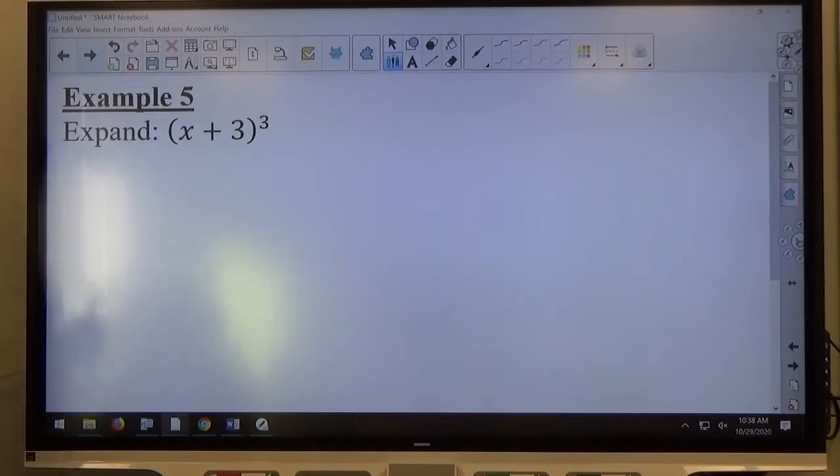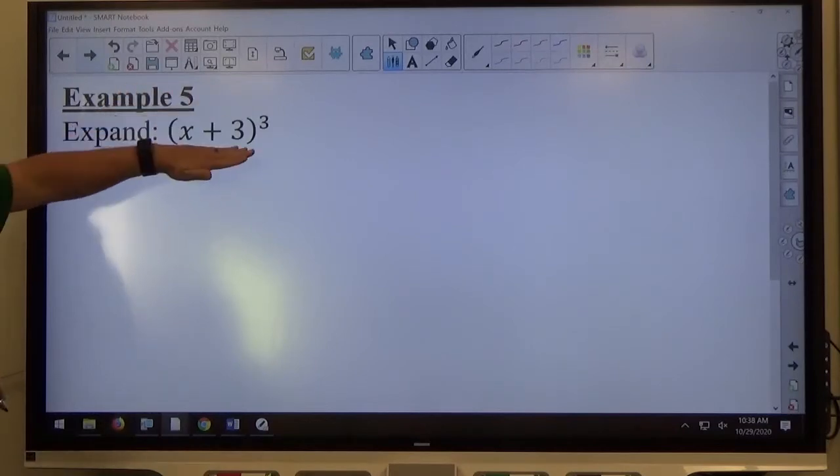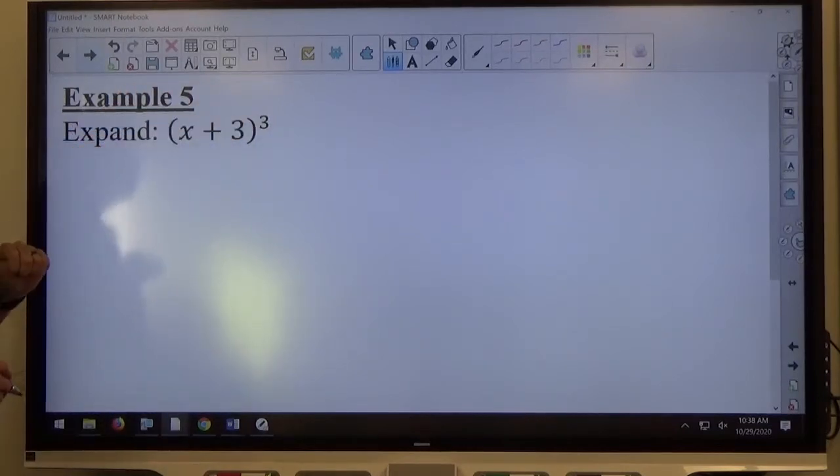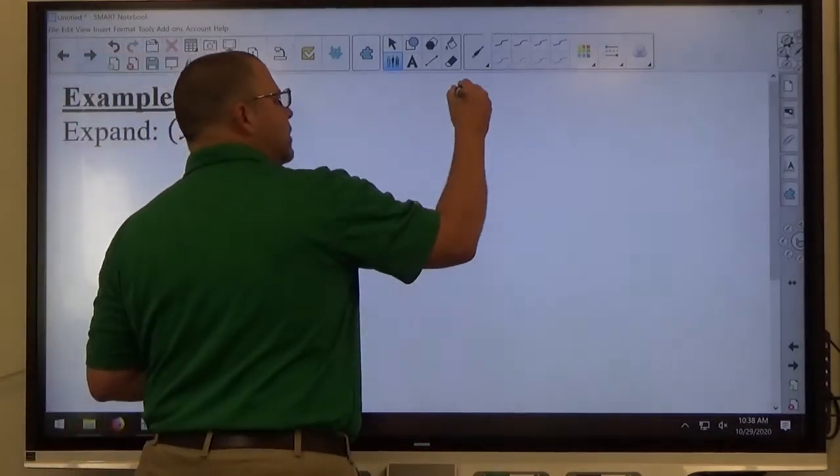So if I see a power bigger than 2, because we have a shortcut for the second power, right? We learned that already. We used it yesterday and a couple weeks ago. So if we have a power bigger than 2, I want to use Pascal's triangle. And again, I want you to get comfortable with building it.